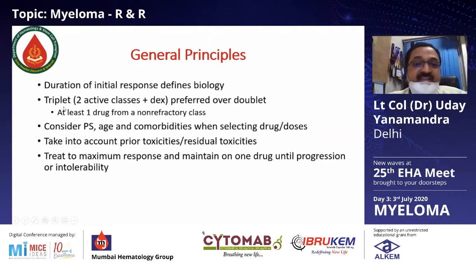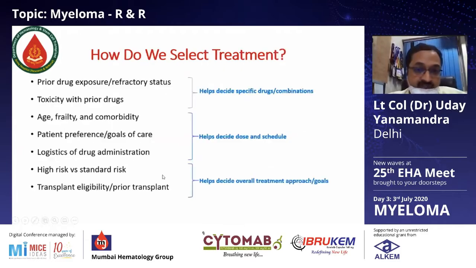The general principles are supposed to be two active classes of therapy with dexamethasone, which is preferred over a doublet, and we should always consider performance status, age and comorbidities when selecting the drugs and doses.